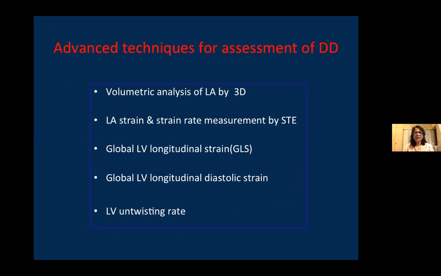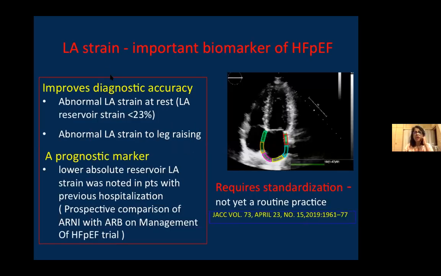And other than that, there are advanced techniques. Just to mention to you at your level, there are various parameters by 3D and then GLS. But one very important, which is gaining importance, is the LA strain, which is also an important biomarker for HFpEF patients. However, it is not yet a routine practice, and it requires more standardization as per the latest guidelines. So we don't use this parameter regularly.